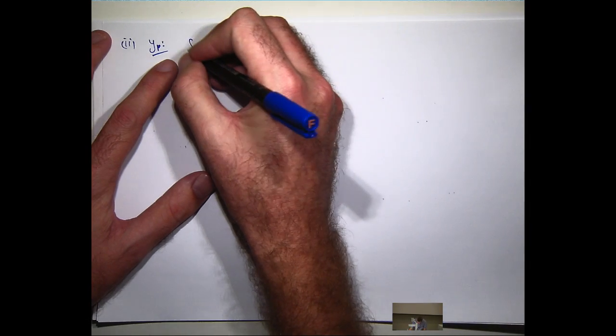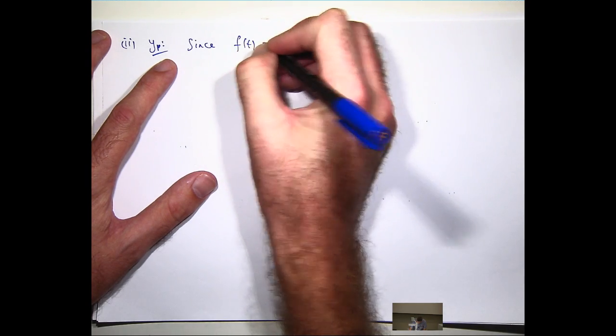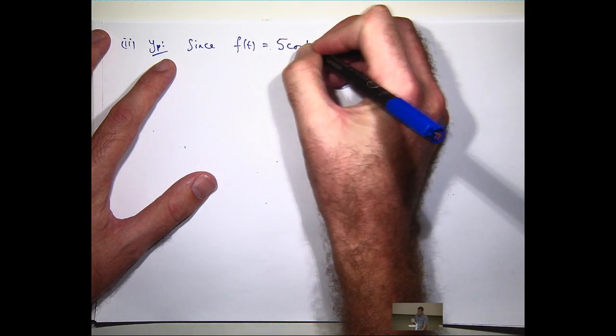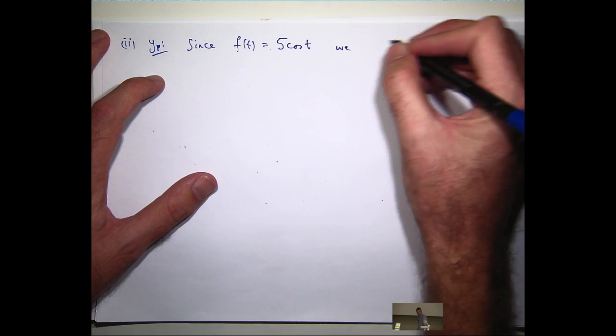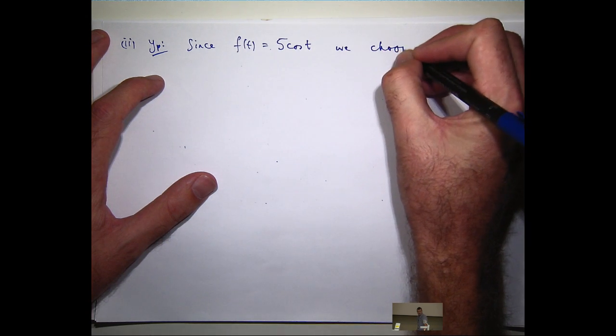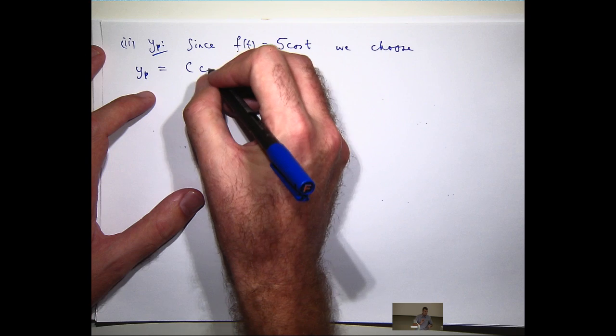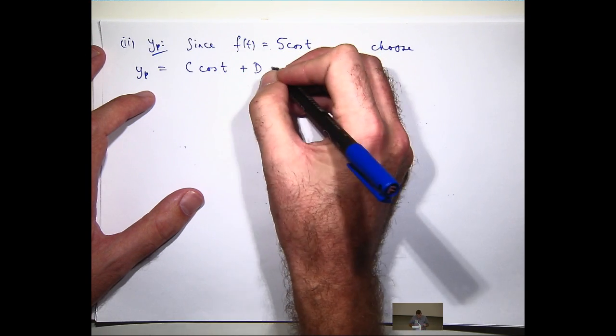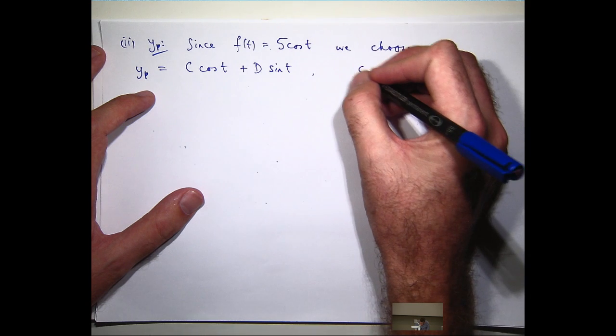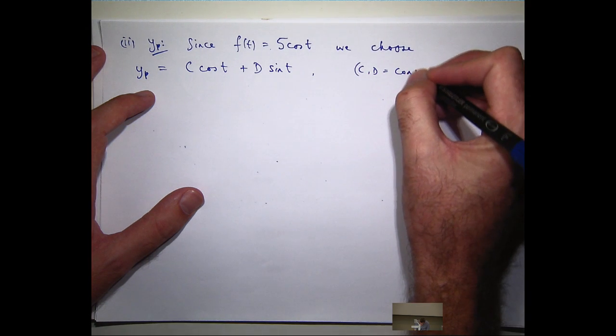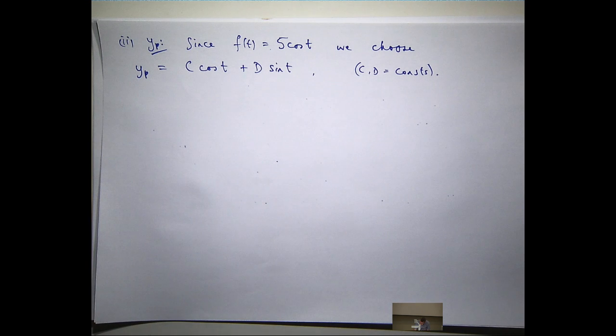So we're going to construct it. So since our right-hand side is 5 cosine t, I'm going to let y sub p be a linear combo of cosine and sine. Now, if you don't do this, sometimes it'll work out okay, but it won't work in general. So I wouldn't advise just going with a c cosine t or something like that.